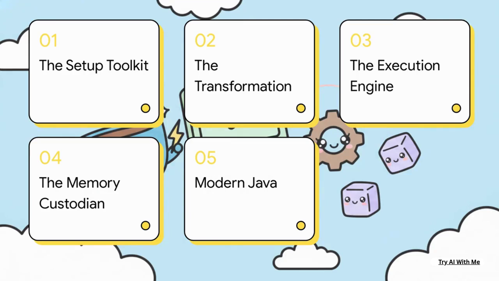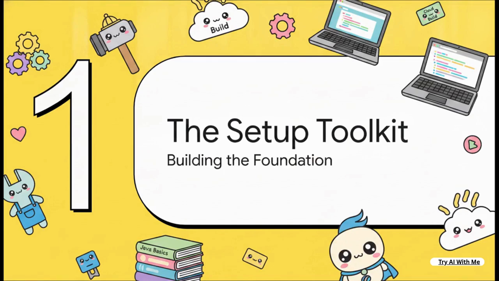Here's our quick roadmap for today. We've got 1, the setup toolkit, 2, the transformation, 3, the execution engine, 4, the memory custodian, and finally, 5, modern Java. All right, section 1, the setup toolkit.